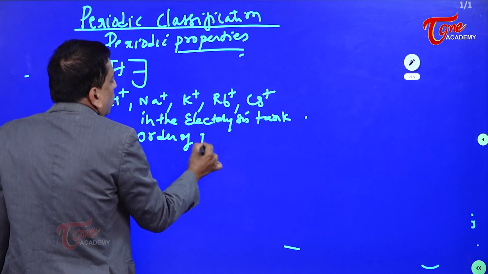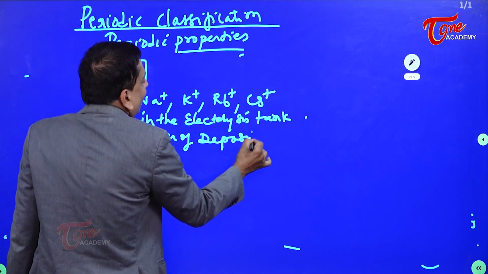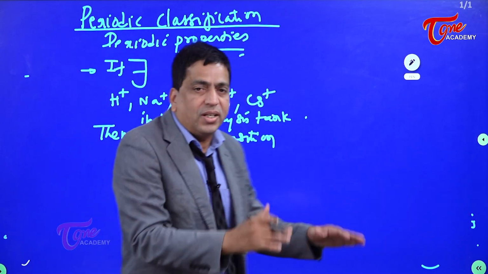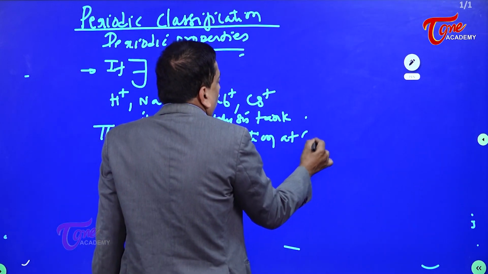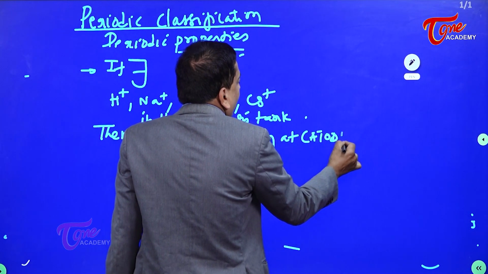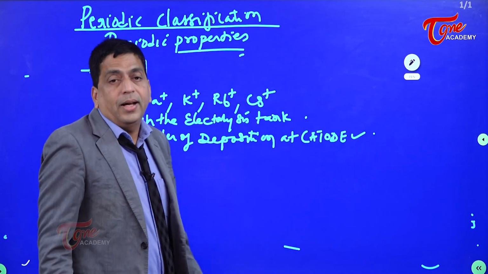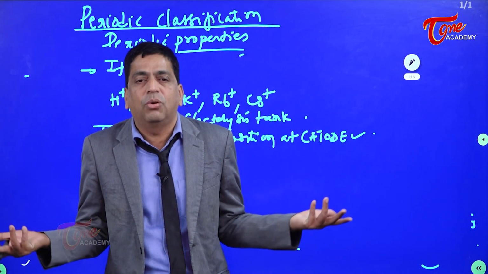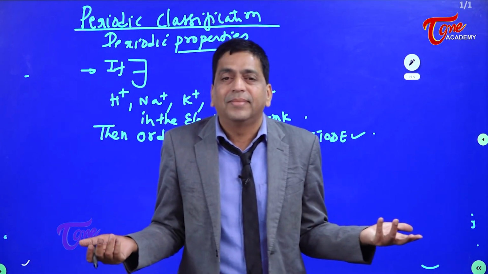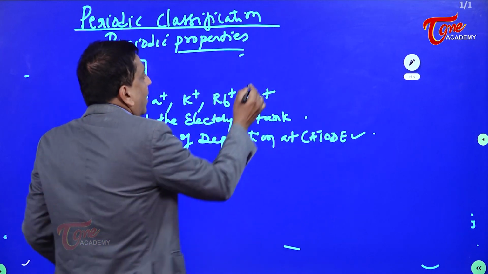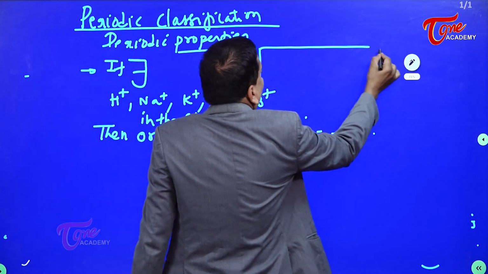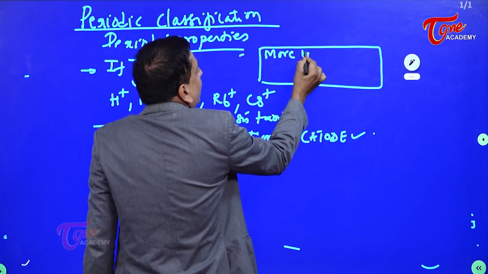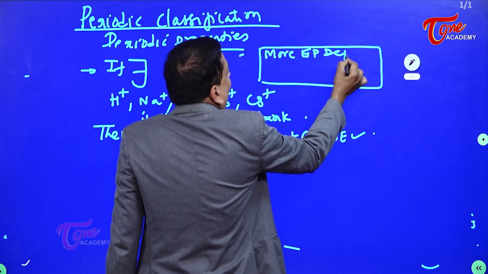Then the order of deposition, because these are all positive ions, deposition at the cathode, mind you. At the cathode, the order of deposition of all these cations. What will be the order? Well, I was telling you very clearly. Use this, no? I told you. The more electropositive deposits last.